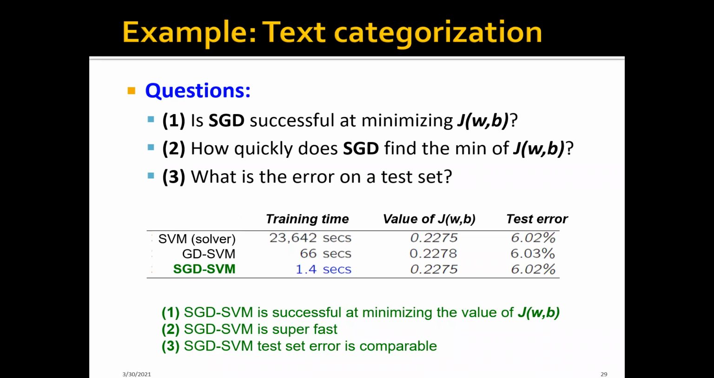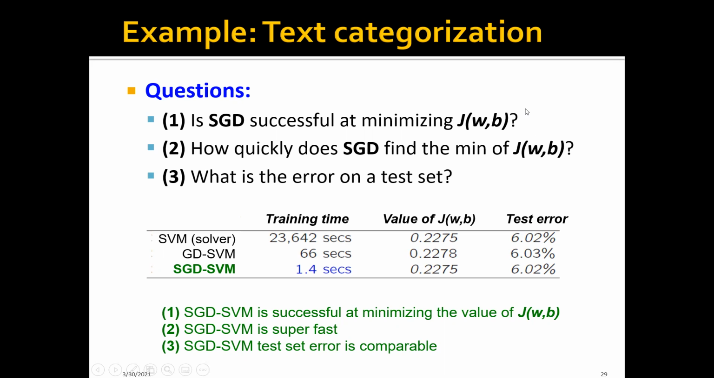And let's look at these results here. So these basically show some results from 3 different methods. The first one is an SVM solver. And the second one is an SVM that uses the gradient descent method. And the third one is an SVM that uses SGD, or stochastic gradient descent.